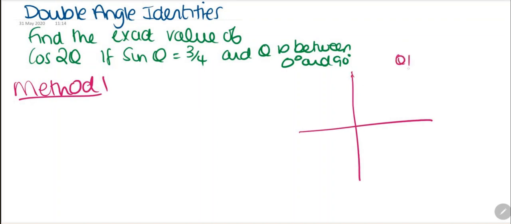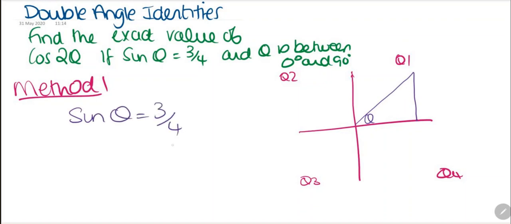So this is quadrant 1, quadrant 2, quadrant 3, quadrant 4. We're told our angle is in quadrant 1, so I'm going to draw my triangle. So theta is here, and we're told that the sine of theta is 3/4. Now we know sine is opposite over hypotenuse, which is also y/r. So I can write in my values: opposite we have 3 and the hypotenuse r will be 4.